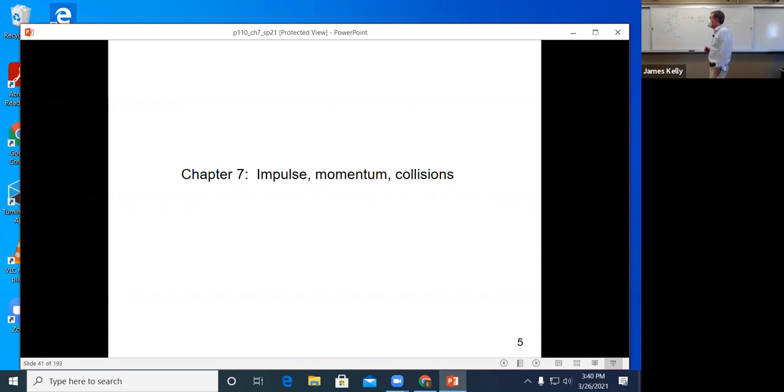Again, chapter 7 is not going to be covered on our exam. We just don't have enough time to do the homework on it and all that kind of stuff. But by the time Monday is finished, we may be getting closer to done with chapter 7. So it has to do with the concept of impulse.